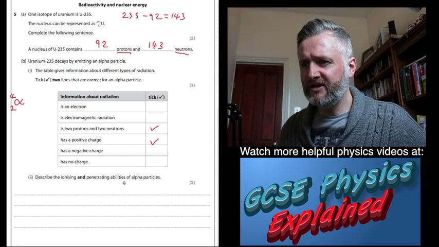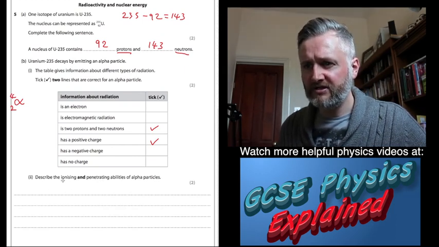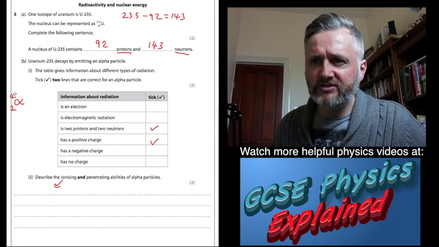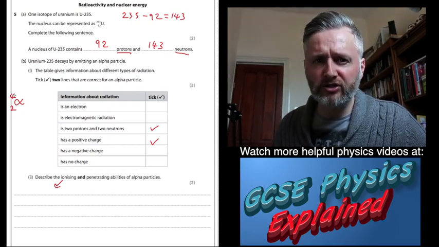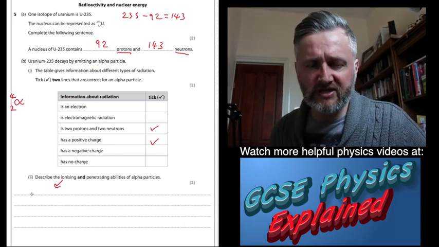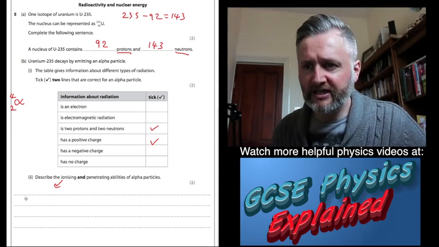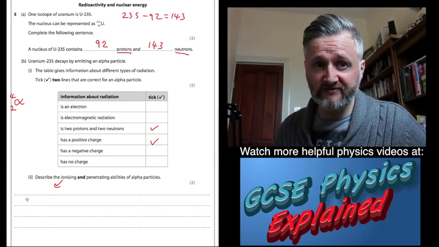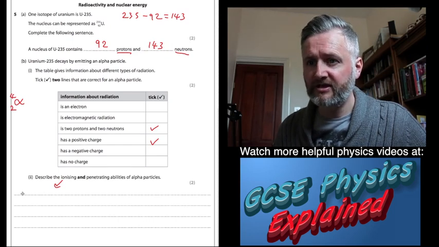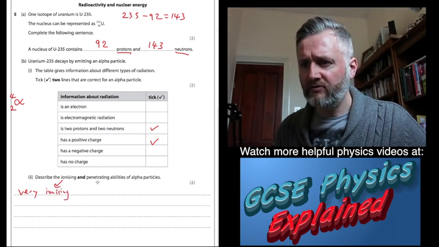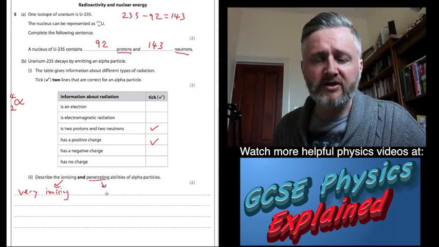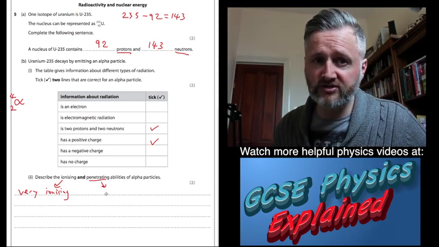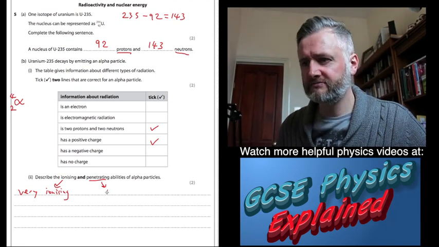Part 2. Describe the ionizing and penetrating abilities of alpha particles. Right, ionizing. Because it's so big and heavy, it's like a big boxer. It's very ionizing. Remember, if something's ionizing, it means that it can hit an atom and knock an electron off it. Because alpha is very heavy, it can easily do that. What about penetrating? Because it ionizes everything so much, it doesn't really travel very far. It runs out of energy. So it's not very penetrating.